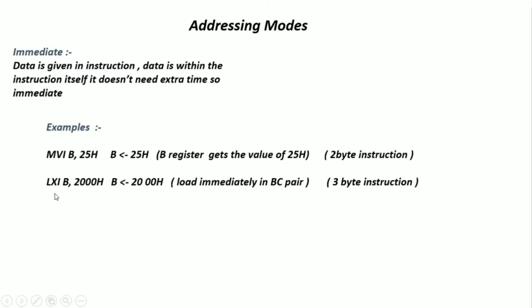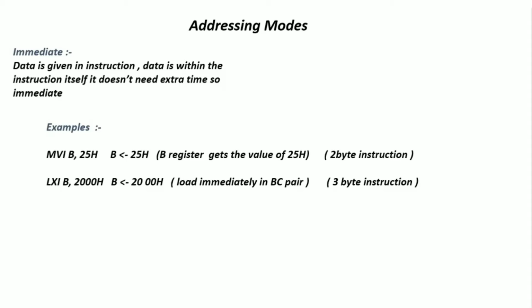Similarly, the second example, LXI B, 2000H. Here X is present. Wherever X is present, you can easily understand that it is a pair, so it will be the BC pair. In the architecture video, we learned about the BC pair, HL pair and DE pair. I hope you have some knowledge regarding that.